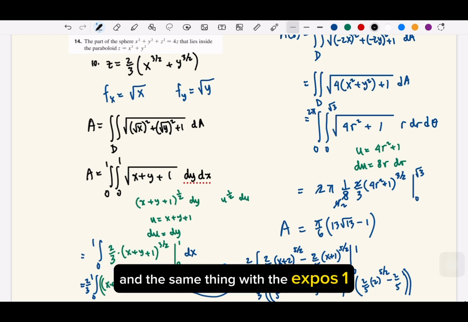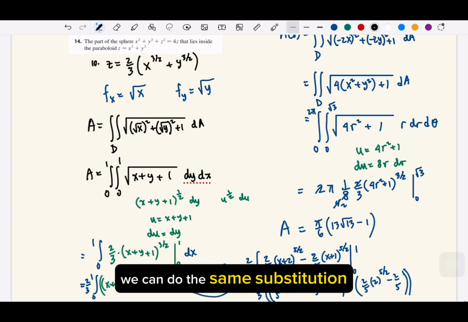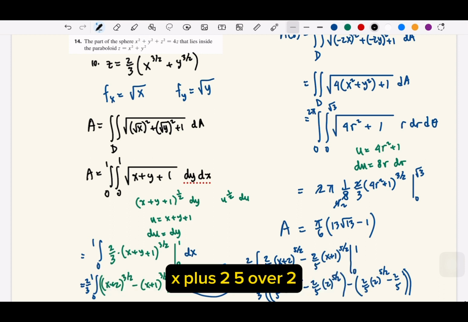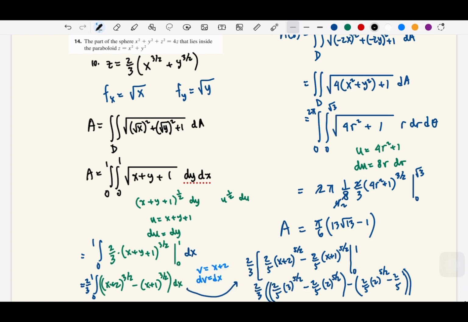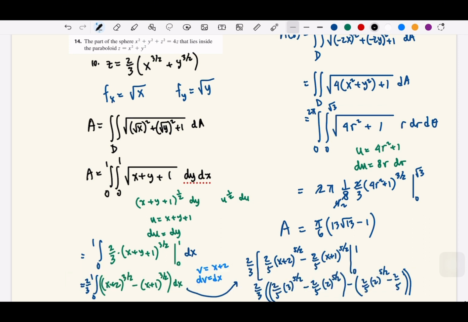And the same thing with the x plus 1 and x plus 2 here. We can do the same substitution. I don't write all the steps here, but basically we are just seeing this as one variable. This is one variable, and we treat that, and we get the 2 over 5, x plus 2 to the 5 over 2, and the other one, x plus 1 to the 5 over 2. And then the rest will be just plug in 1, which is here, plug in 0, which is this one.